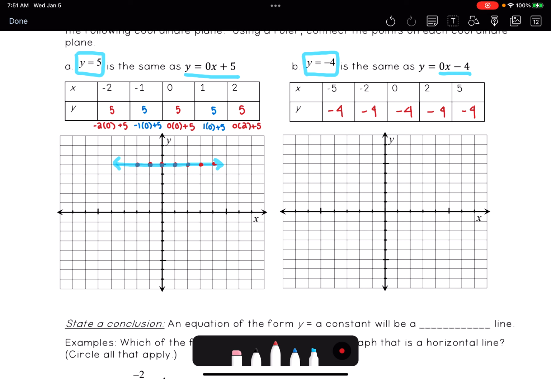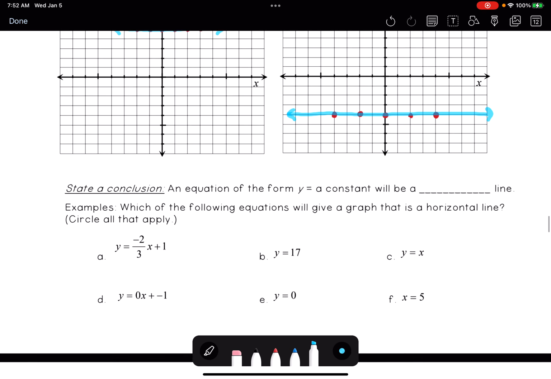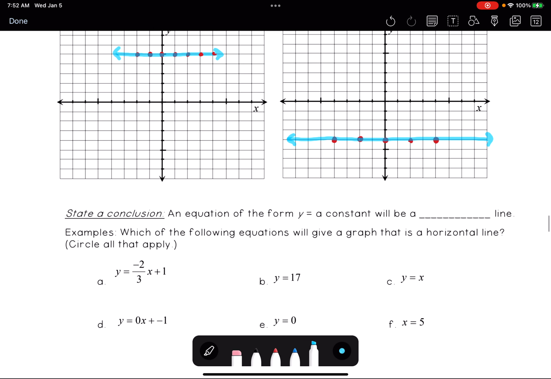So when you graph this, we're going to land on negative 4 each time for y. And so we end up with the same horizontal line. So to conclude, to summarize that, an equation of the form y equals a constant, so any y equals a number, will be a horizontal line.